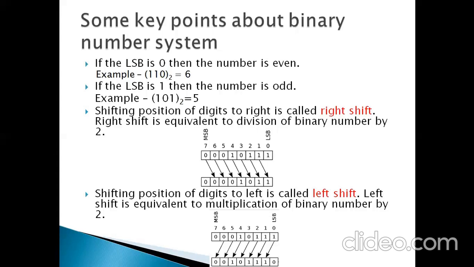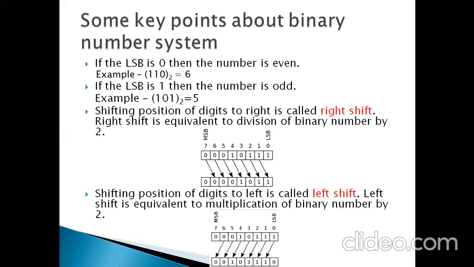Shifting position of digits to right is called right shift. So if we shift the position of digits to right, then it is called right shift. Right shift is equivalent to division of binary number by 2. So in the figure, we can see an example of right shift.